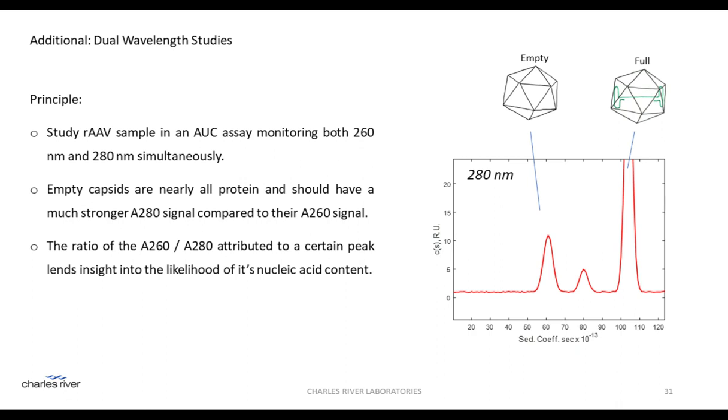The data portion of the talk so far has been focused on the advantages of AUC as a means to characterize the empty full distribution, or the abundance of other species such as partials that may be present. But beyond that, the benefits of AUC can be extended to other AAV applications as well. Specifically, dual wavelength experiments can be done, as I'll talk about, and there's some richness of information that can be gained there, as well as aggregation. Aggregation can be measured apart from the conventional distributions which I've shown, which I'll also cover.